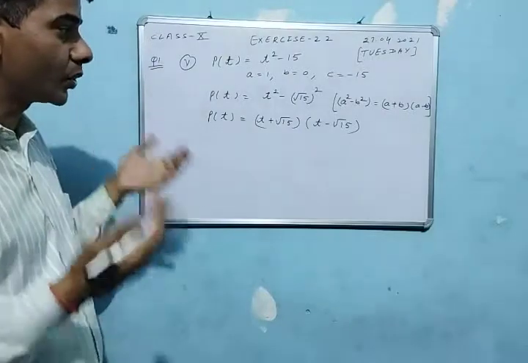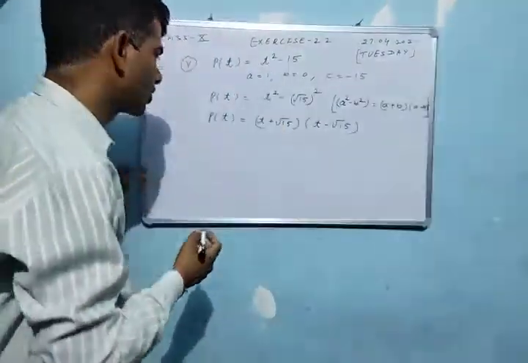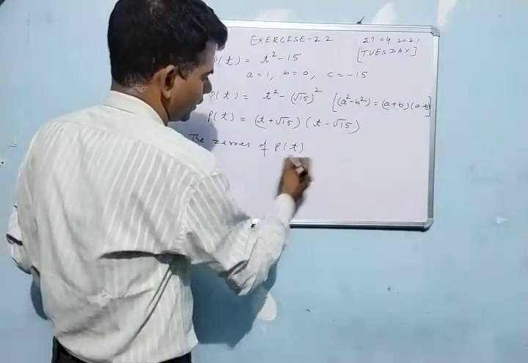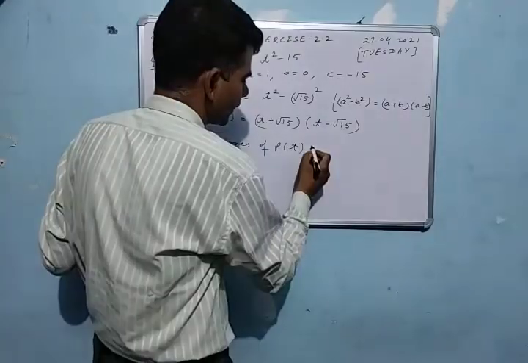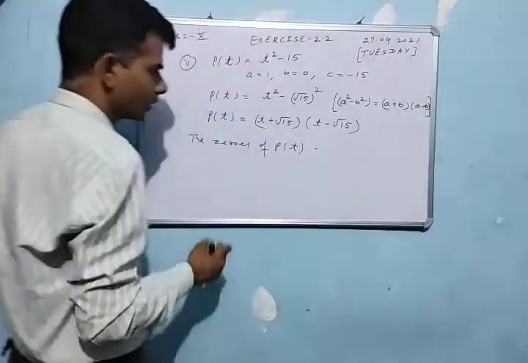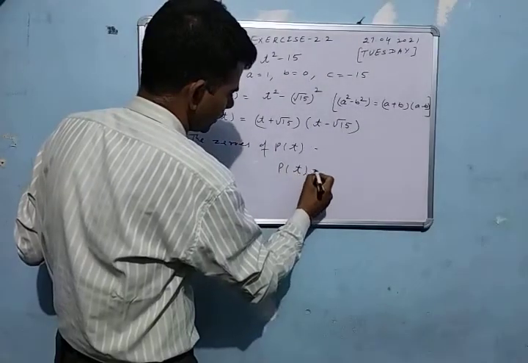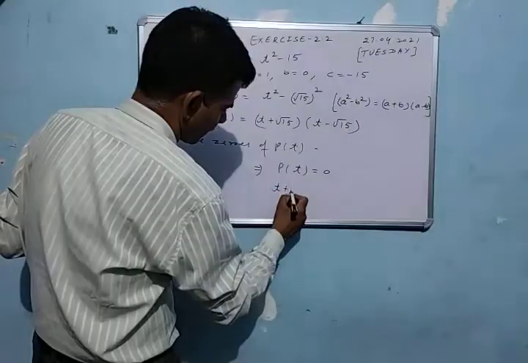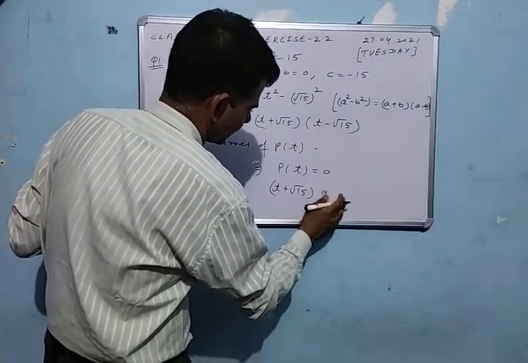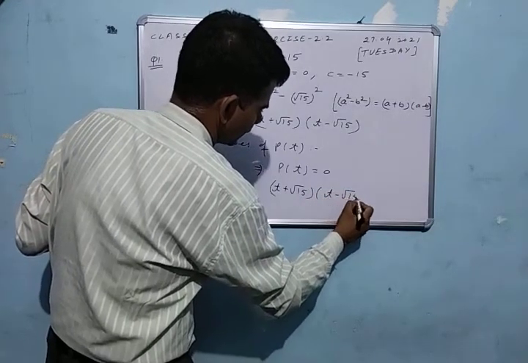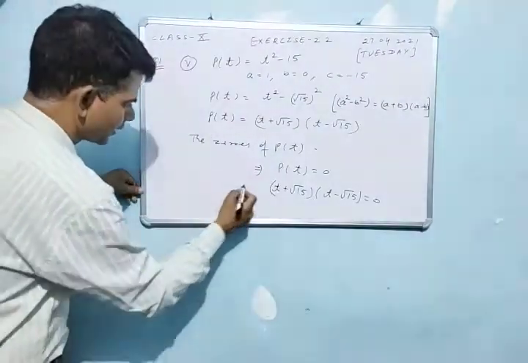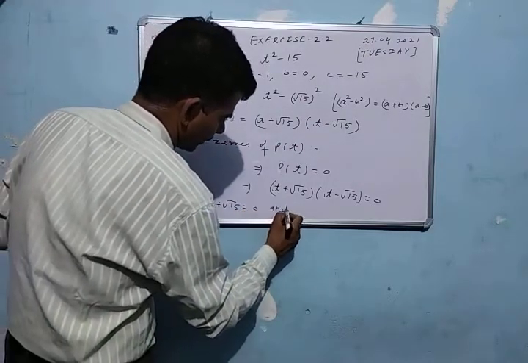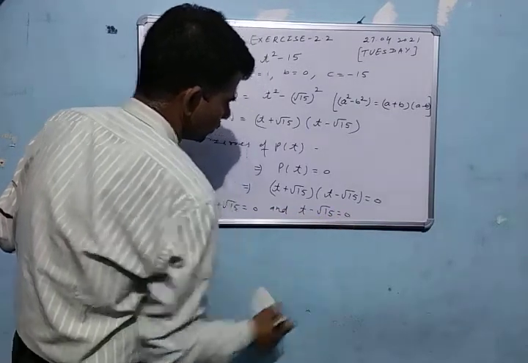Now, student, we have to find out the zeros by this factorization. The zeros of P of t. Student, P of t will be equal to 0. And the value of P of t is t plus root 15 and t minus root 15 is equal to 0. Now, students, t plus root 15 is equal to 0 and t minus root 15 is also equal to 0.